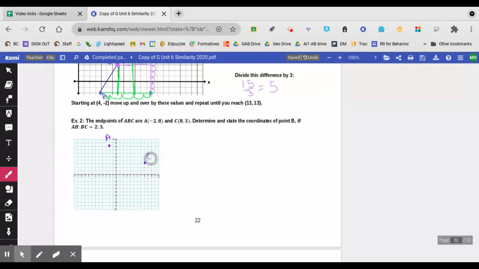Determine and state the coordinates of B if the ratio is 2 to 3. So what that means is I have a segment and I want to find a point so that it's 2 to 3. Well, if I'm breaking it into 2 parts to 3 parts, that means overall I'm breaking it into 5 parts. So I want to find the vertical and the horizontal distance and divide by 5 because I'm breaking it into 5 parts.